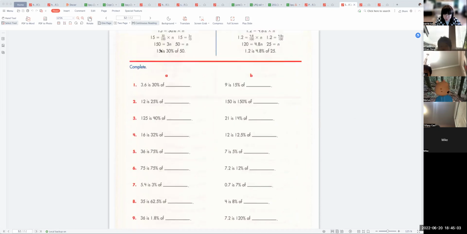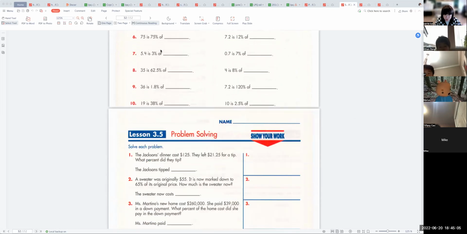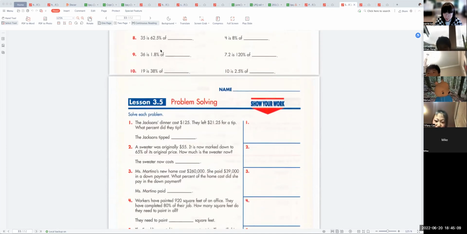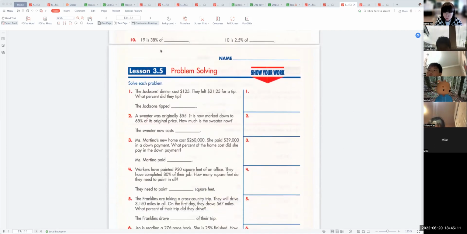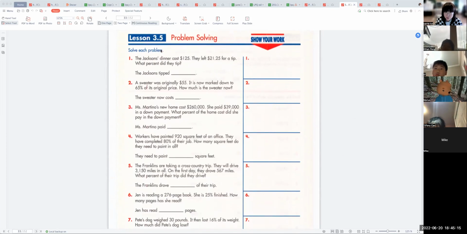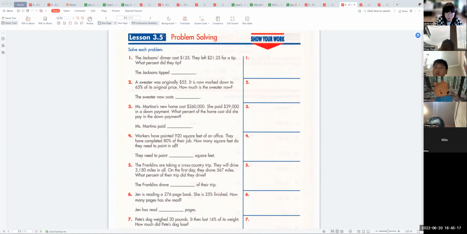Okay, so this part, we must pay attention in class, because this is the foundation of our algebra, very, very important. Okay, let's take a look at the word problem.